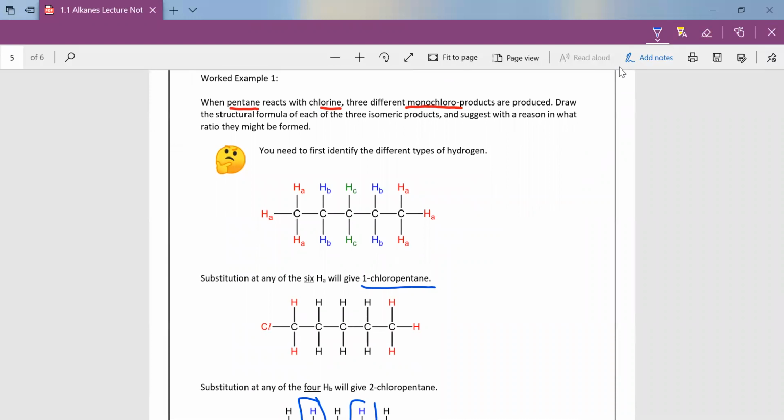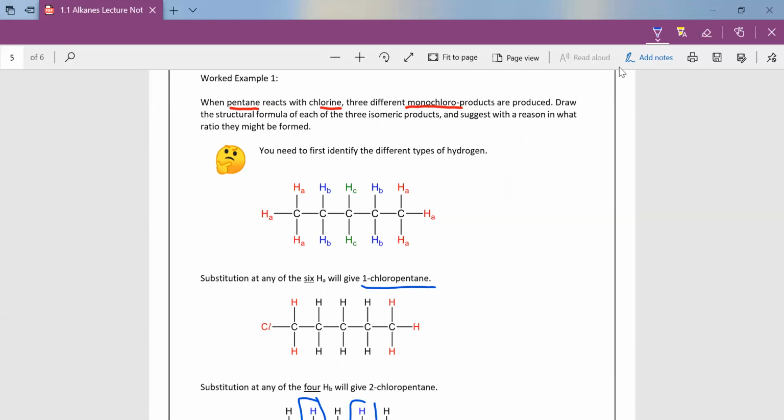Okay, when pentane reacts with chlorine, 3 different monochlorinated products are produced. Draw the structural formula of each of the 3 isomeric products and suggest, with a reason, the ratio in which they may be formed. Okay, for this type of question, you need to draw out your pentane and then ask yourself, how many different types of hydrogen are there?